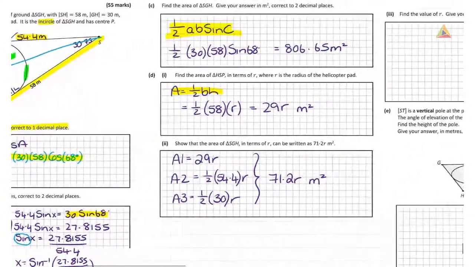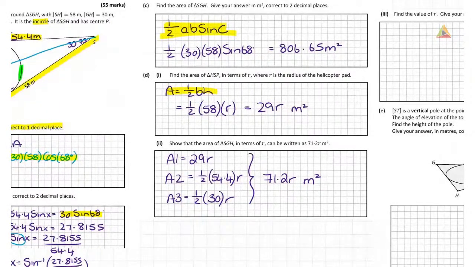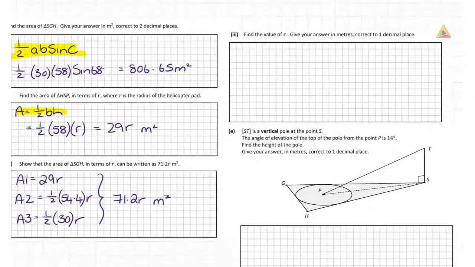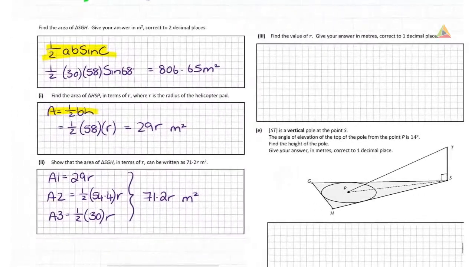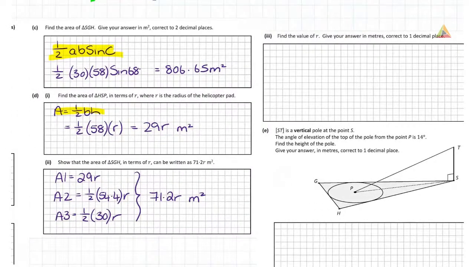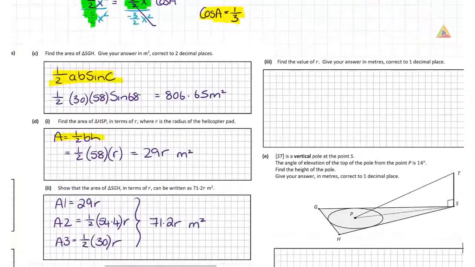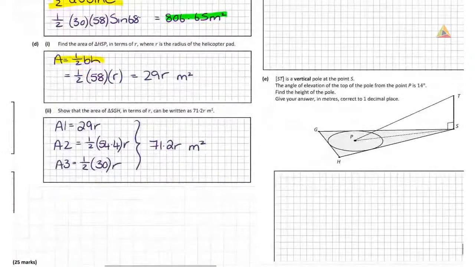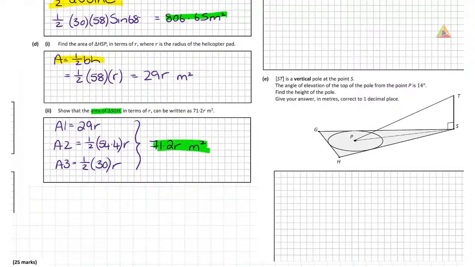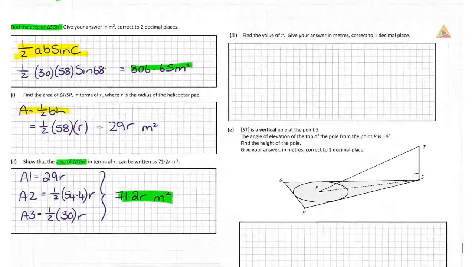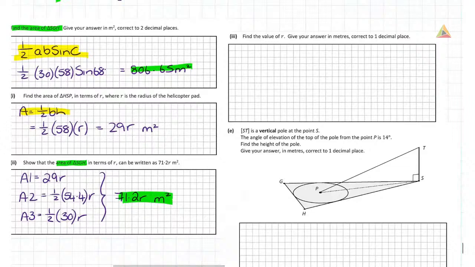Okay, so that's using our half the base by the height formula. And over to part 3, find the value of R, give your answer in meters correct to 1 decimal place. So let's just remind ourselves what we did here. Up here, in part C, we found the area of the triangle SGH and we got 806.65 meters squared. Down here, we found the area of SGH in terms of R, and we said it was 71.2 R meters squared. But remember, in either case, you're talking about the same triangle. So you're still talking about the area of triangle SGH.